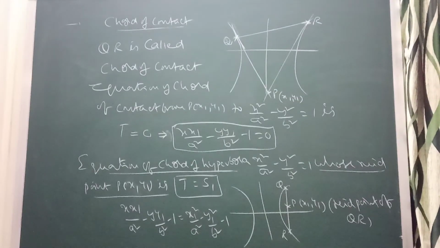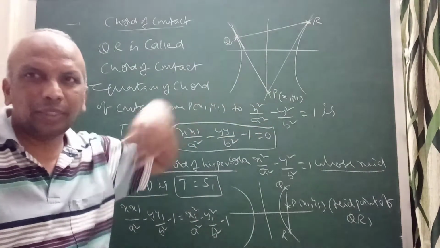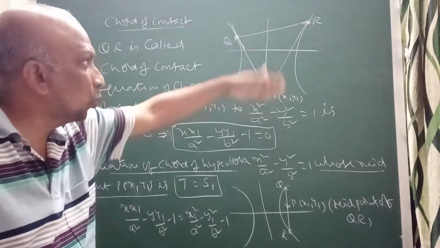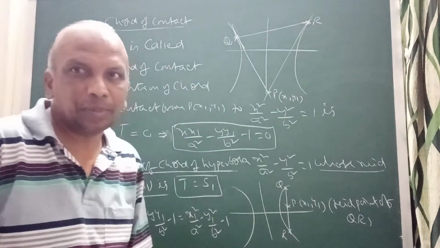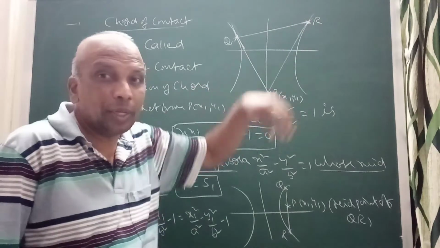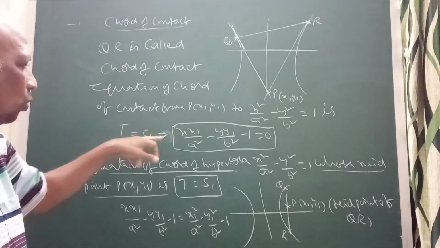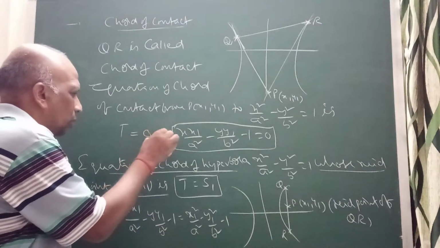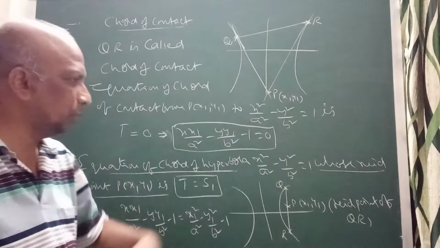Now I am talking about the chord of contact. Suppose you take an external point, you can draw 2 tangents. These 2 tangents touch at Q and R, the points of contact. Join these 2, then QR is called the chord of contact. The equation of QR is simply T equal to 0. That's all, very simple. T equal to 0, like when you are writing the equation of a tangent.